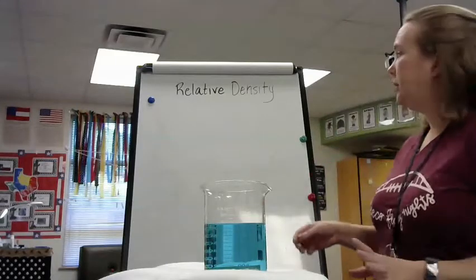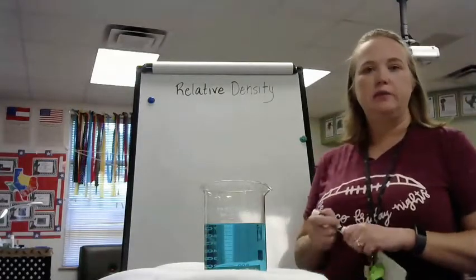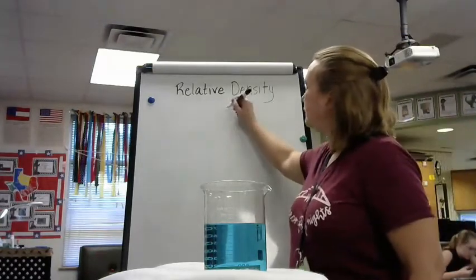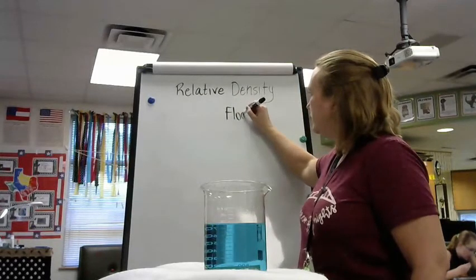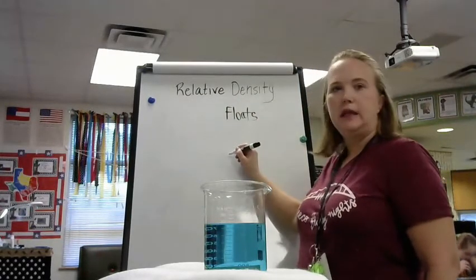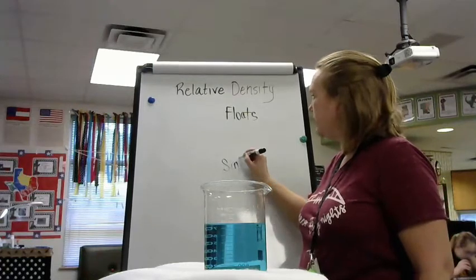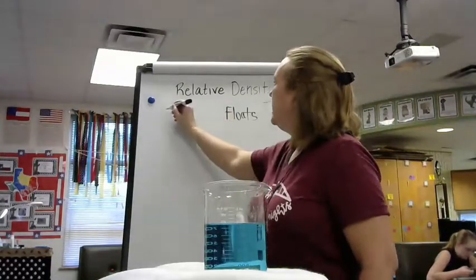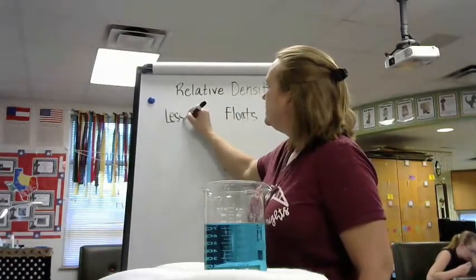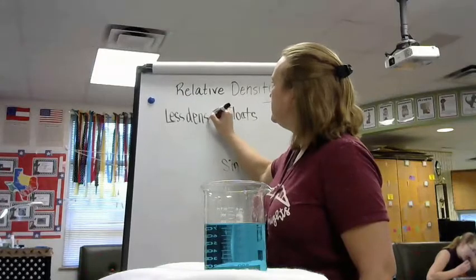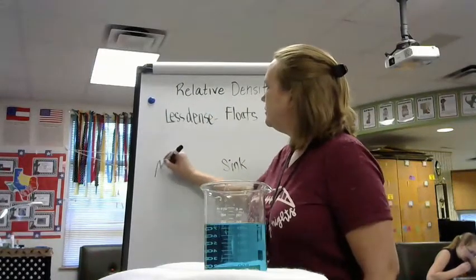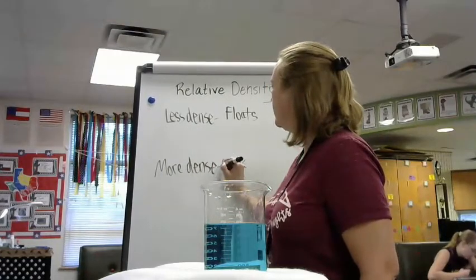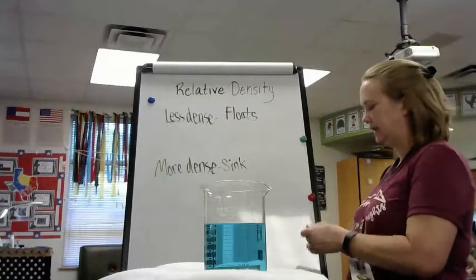So whenever we're talking about relative density in 4th grade, we're talking about whether or not something sinks or floats in water. So when something floats, it's going to be up on top of the water, okay? And whenever it sinks, it's going to sink to the bottom of the container. When something floats, it is actually less dense than water. So if it's less dense, it floats. If it's more dense, then it's going to sink. Okay, so less dense it floats, more dense it's going to sink.